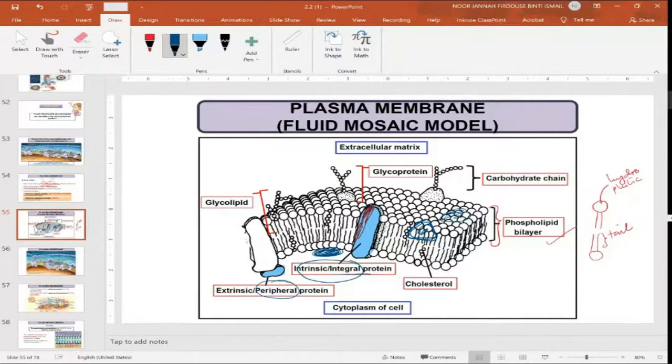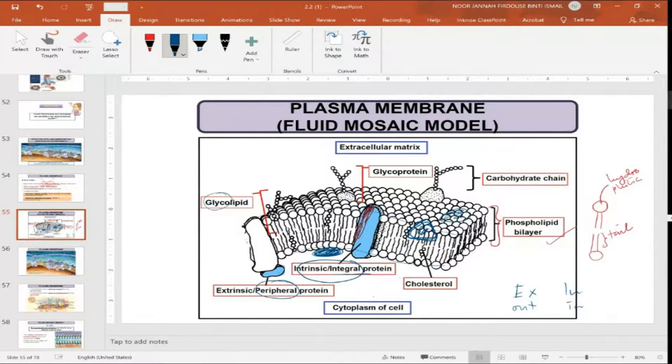Selalu awak kena biasakan istilah ex, istilah in. Ni luar, out, ni maksudnya in. This is the cytoplasm, walaupun dia duduk dalam cytoplasm, dalam sel, tetapi dia extrinsic sebab dia di luar struktur plasma membrane.